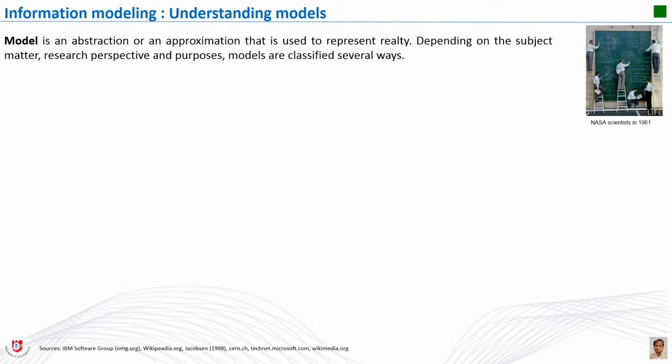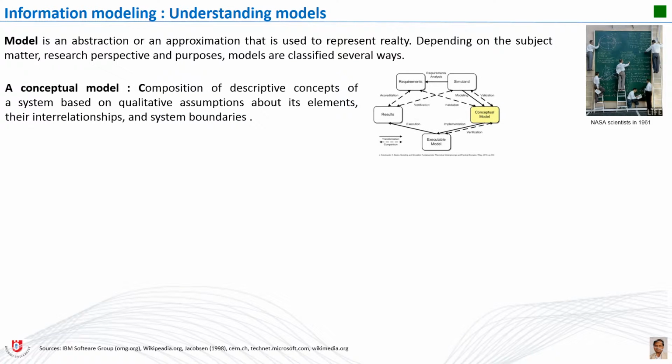In particular to this course, we can introduce four types of models, such as conceptual model, domain model, information model, and data model. A conceptual model defines what we mean when we communicate about our business. It is a composition of descriptive concepts of a system based on qualitative assumptions about its elements, their interrelationships, and system boundaries that help people know, understand, or simulate a subject the model represents.